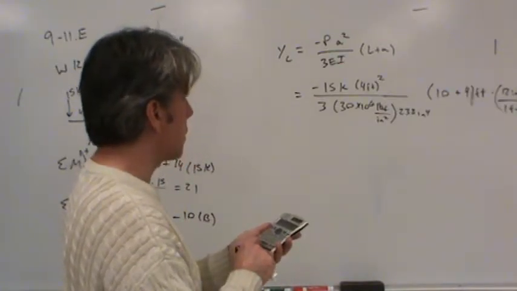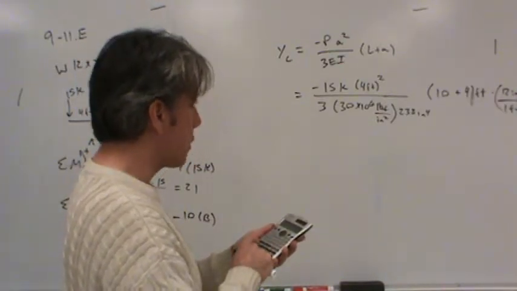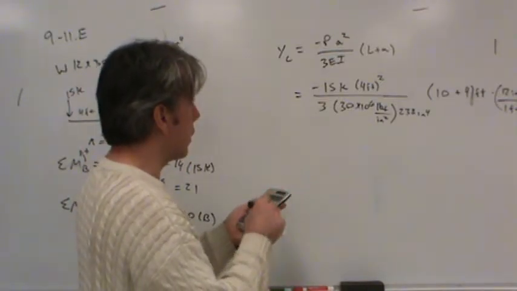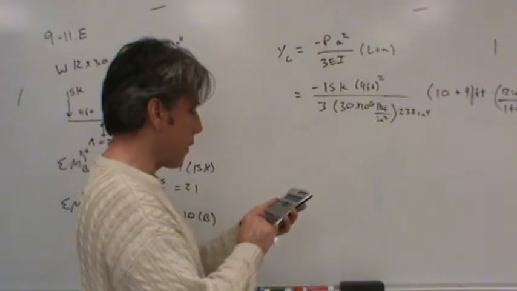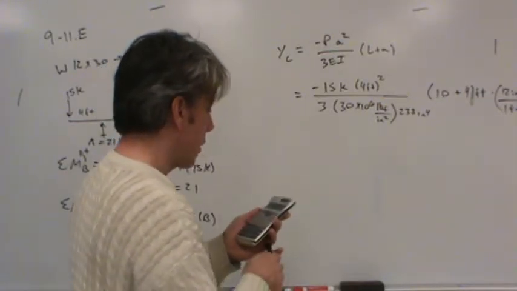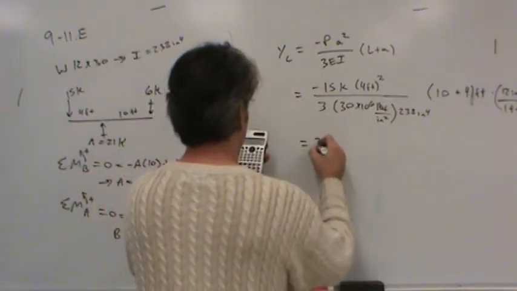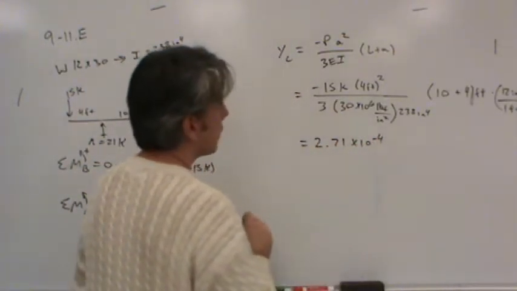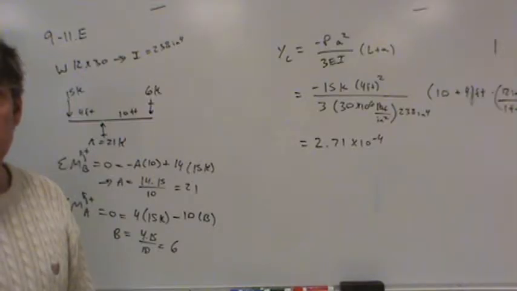So, 15 times 16 times 14 times 12 cubed, to take the whole numerator all at once, divided by 3, divided by 36, divided by 238, and I get 2.71 times 10 to the negative 4th. Let's see, did everything work out? Do we still have a problem? Anybody see the problem we still have?